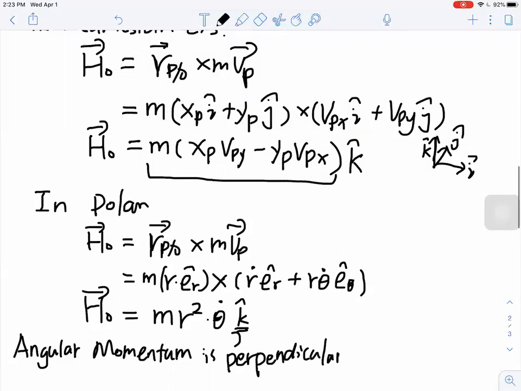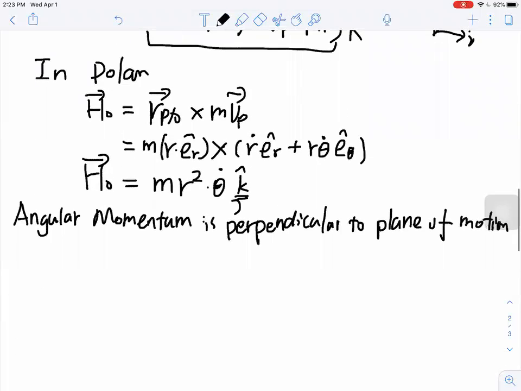Perpendicular to the motion, to the plane of motion. That unit vector k tells you that information. Sorry about the bad handwriting. Okay, now I have a question I want to ask you to make you think.